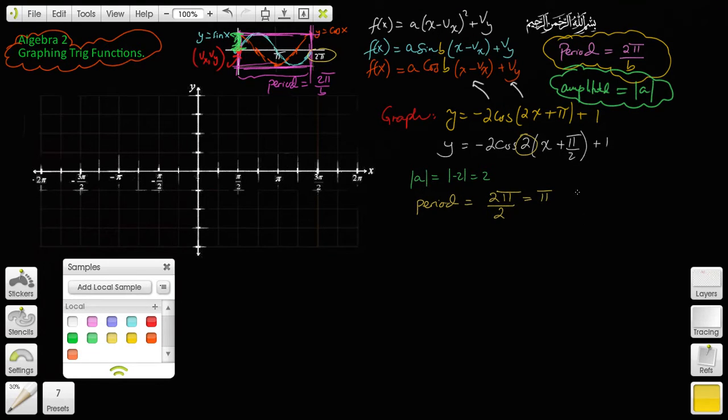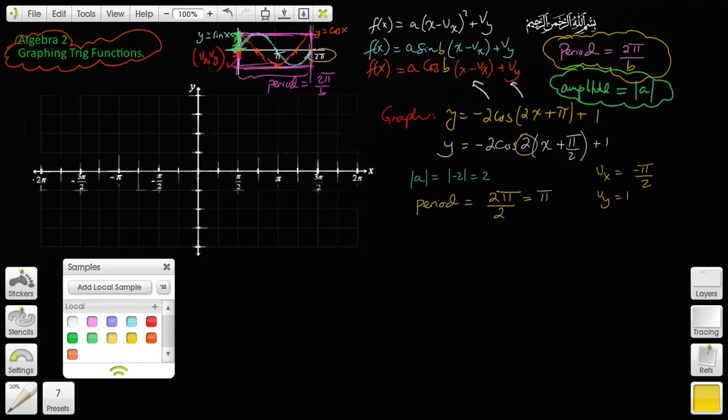Okay. And now look at this. The Vx, so to speak, is going to be what? It's going to be negative pi over 2. It's going to be moved this way because it's negative over here, right? So this graph is going to be moved to the left. And the Vy is 1. It's going to be moved vertically 1.